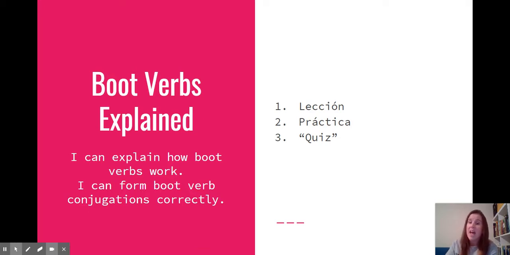Today our learning target is: I can explain how boot verbs work and I can form boot verb conjugations correctly. Our first step is going to be a short review lesson, followed by a little bit of practice, and then a little quiz at the end.